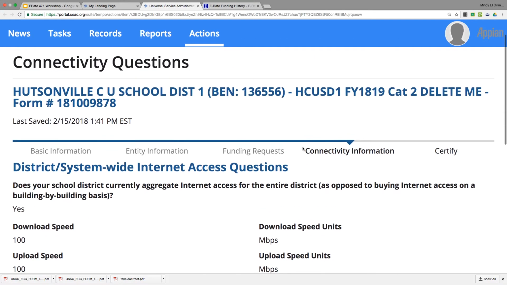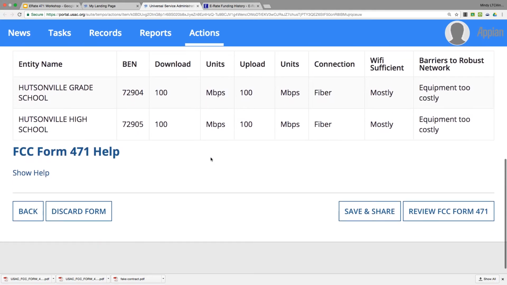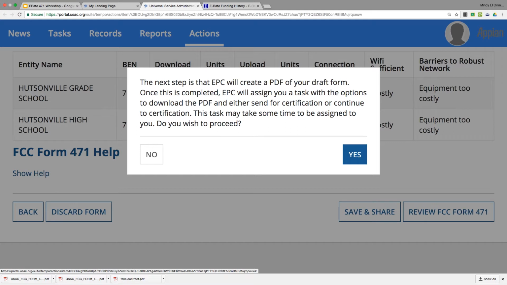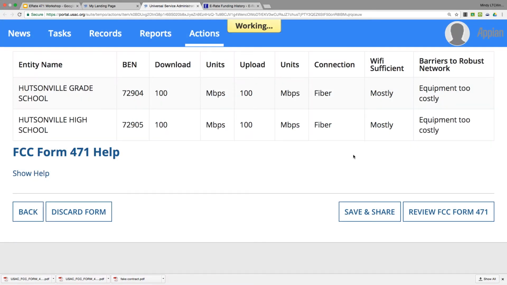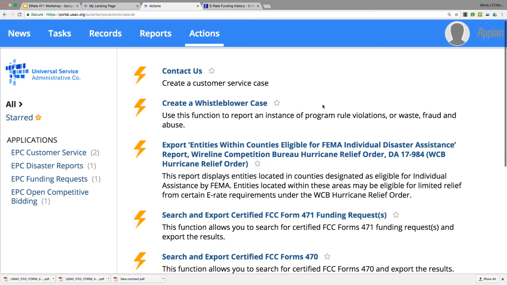and when I continue this to certification, it then brings in my connectivity information. So this is the stuff we filled out from the beginning. It sucks that all in for me. And then when I click Review Form 471, now I get the pop-up again. So that's nice. It tells me we're going to make your PDF, it'll take a few minutes, go have a coffee, come back in a minute.